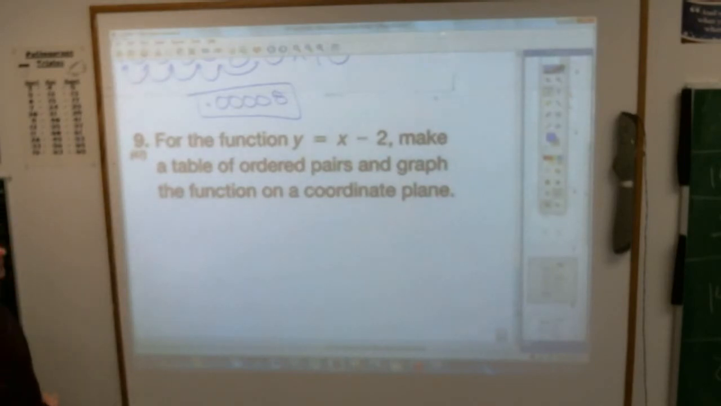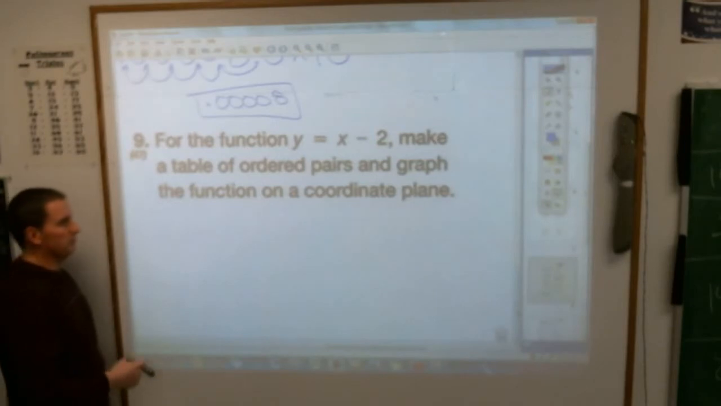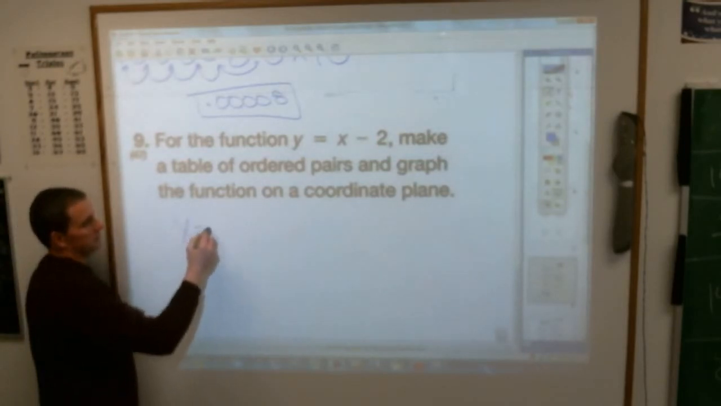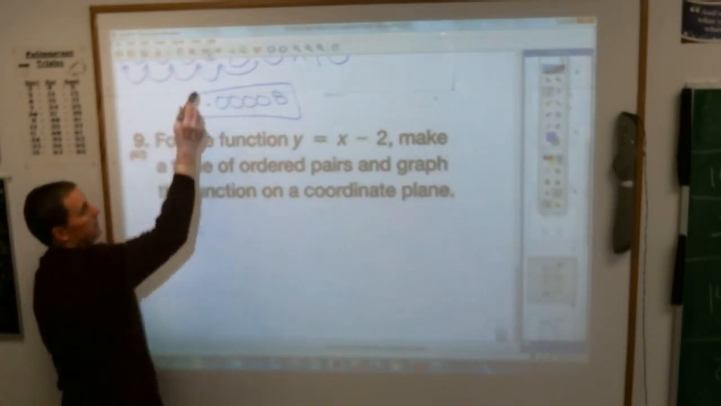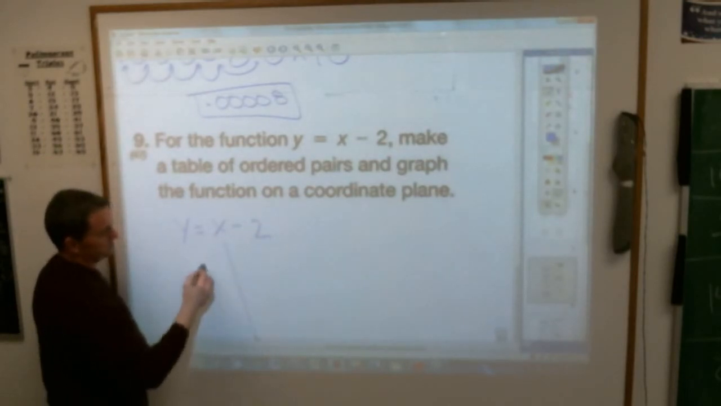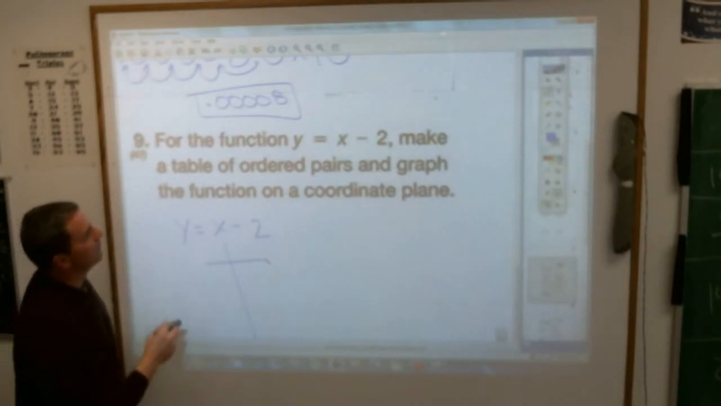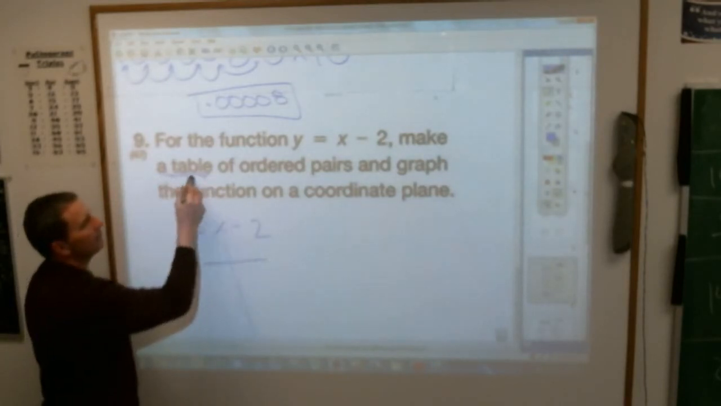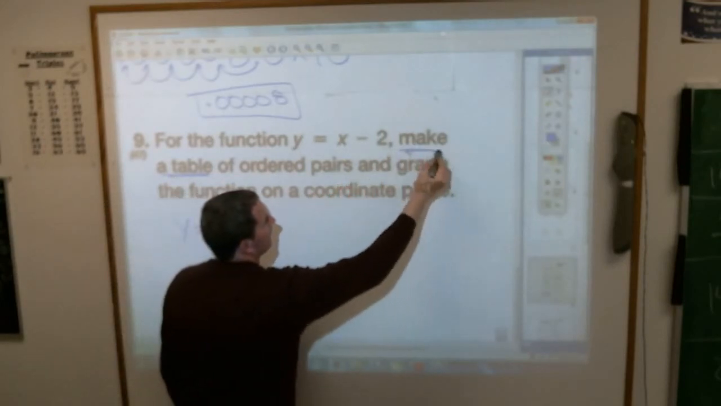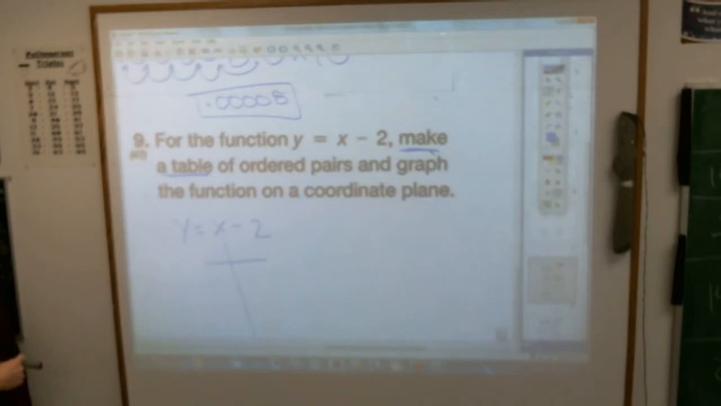For the function y equals x minus 2, make a table of ordered pairs and graph the function on a coordinate plane. Did you make a table, sir? So you didn't get an answer, or you did? You got an answer even though you didn't make a table?